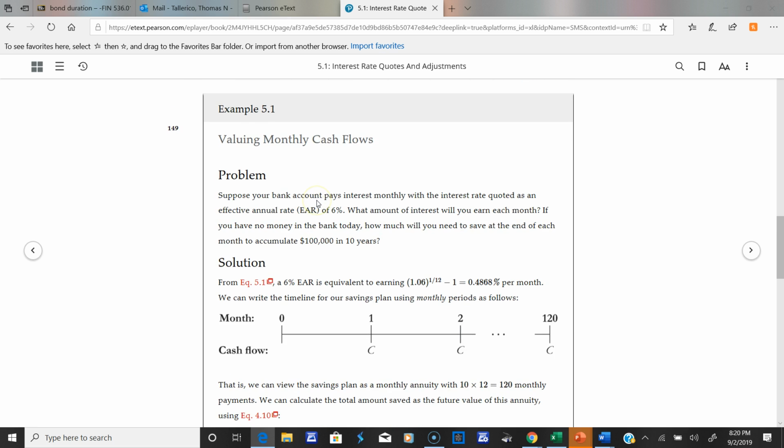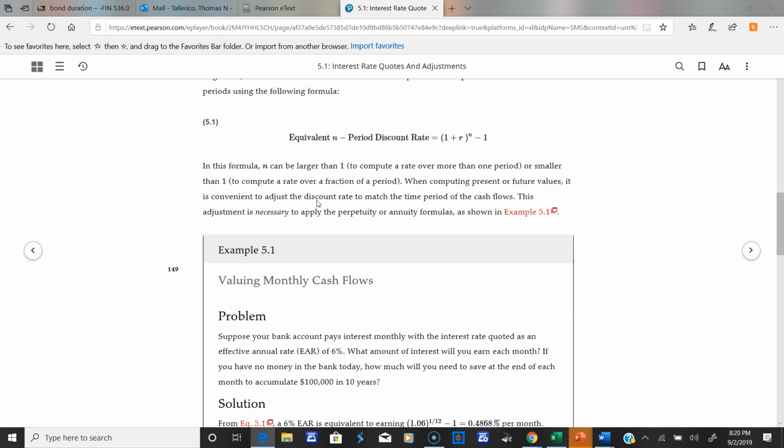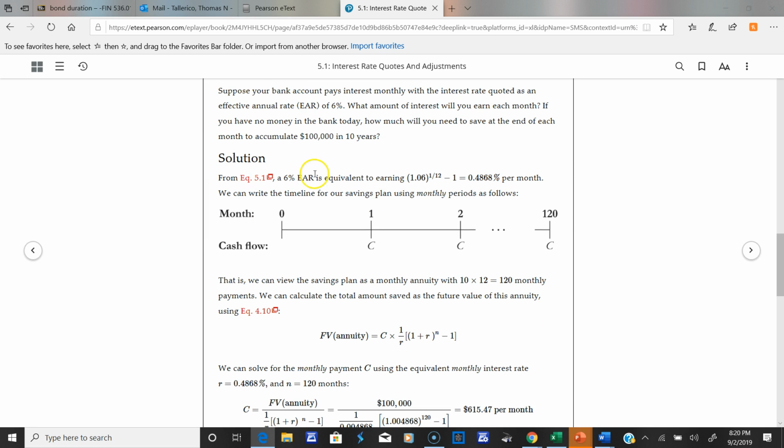So from equation 5.1, which basically we saw up there, a 6% EAR is equivalent to earning basically 0.4868% per month. And you'll notice it's 1/12 here. They take the effective annual rate of 6%, and they come up with a monthly rate. So basically, if you take this and bring this to the 12th power, you will see that you will have an effective rate of 6%.